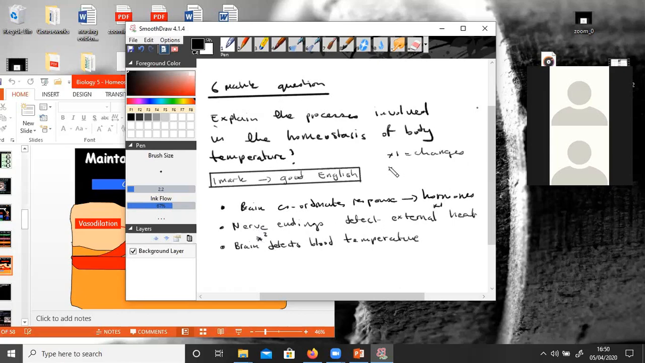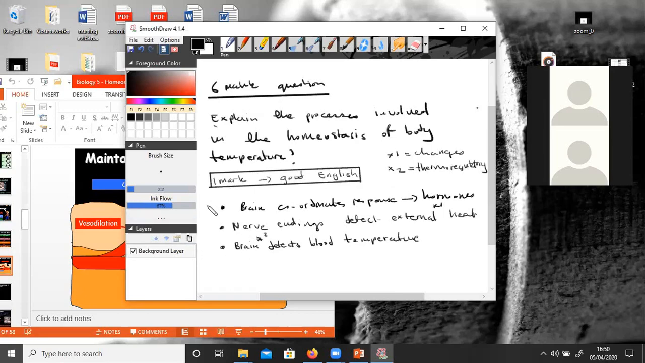Number 3, star 2. What could Yasser have written here? Can anyone tell me? What could he have written to make his answer more accurate? He had a good try, but the brain detects the blood temperature. What part of the brain? We want to talk about the thermoregulatory center, or even the hypothalamus. Because you guys have learned about the thermoregulatory center, he could have mentioned it there. Okay, that's the 2 things he could have mentioned.